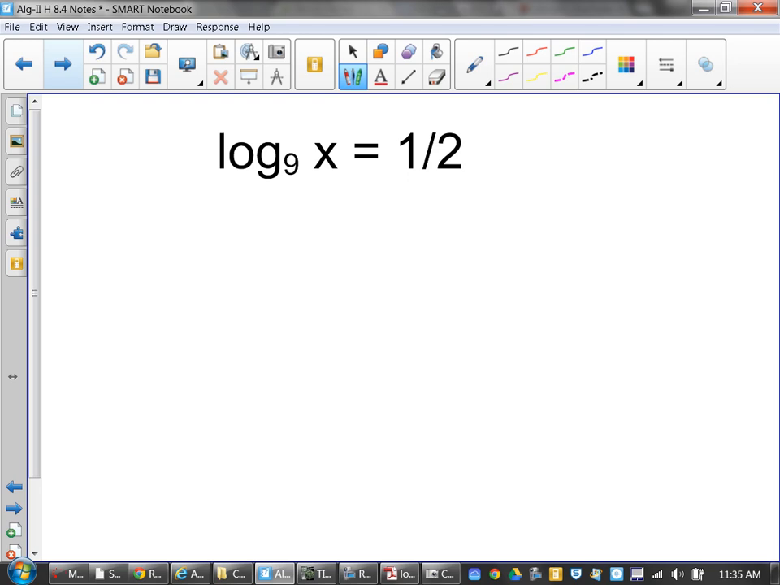Right, now what do you do? Give 9 to the 1/2 equals x. And then you just square root it. So 3. Yeah. So hold on, listen up here. See how the problem says log base 9 of x is 1/2. What that's asking you is: 9 to the half power, what's x?